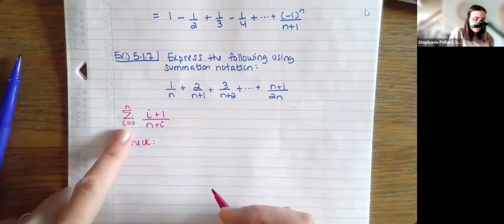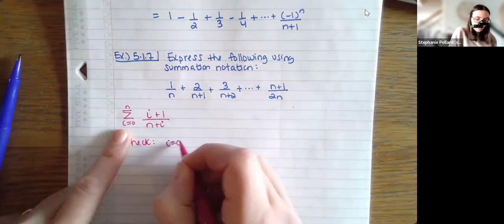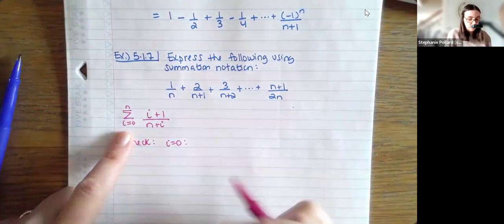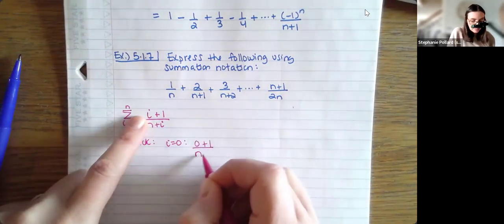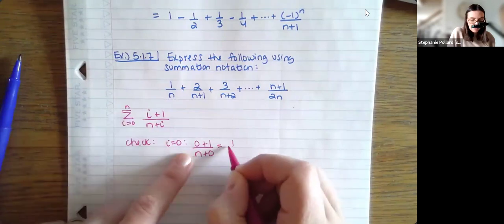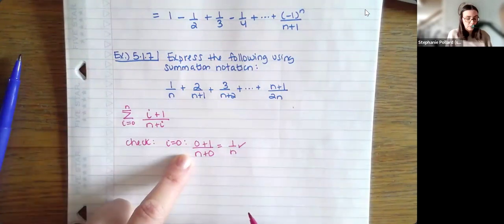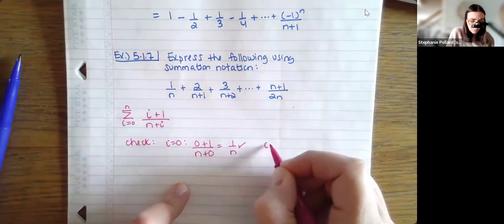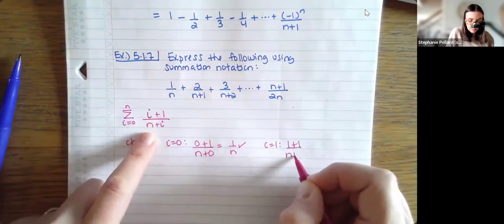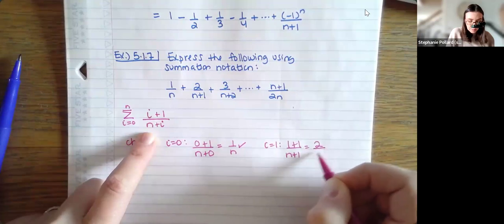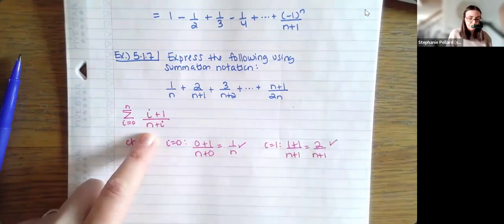So if I start with I equals 0, for instance, and you can just write out the sum or check it how you want to, but if I plug in 0, I would have 0 plus 1 over n plus 0, which would be 1 over n. So that seems to work for the first one. If I try I as 1, I get 1 plus 1 over n plus 1, which is 2 over n plus 1. So that seems to work.